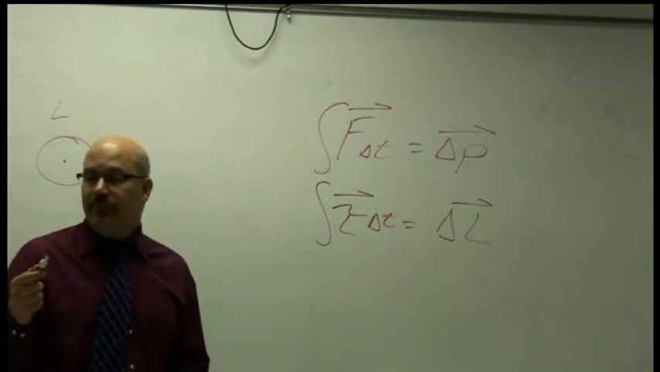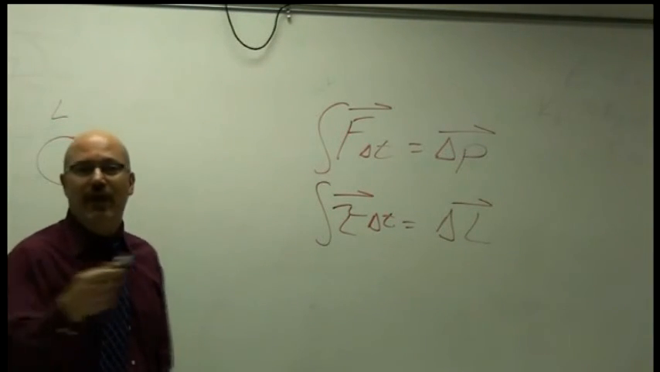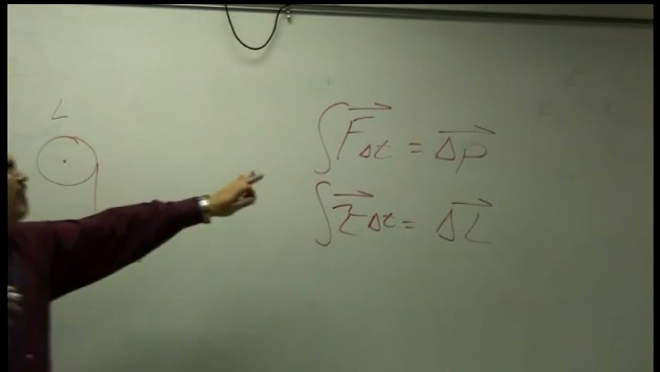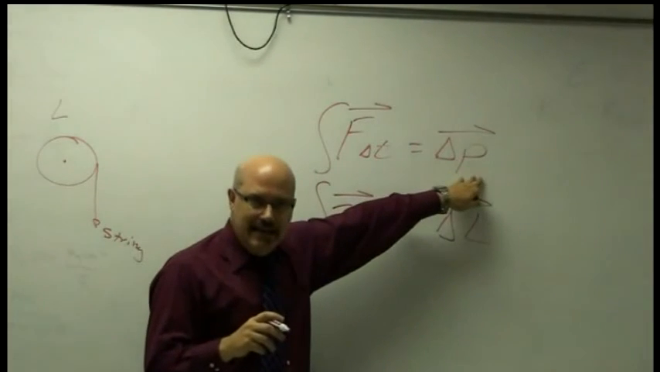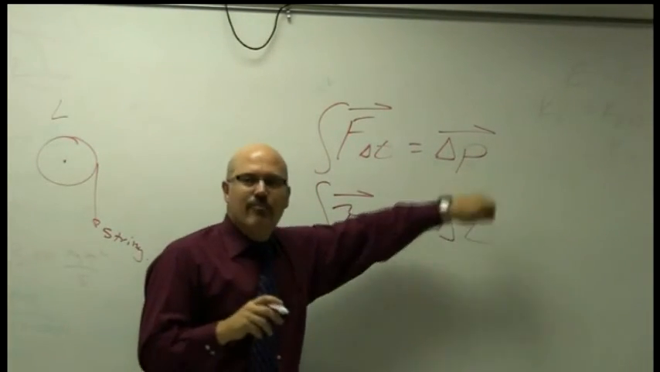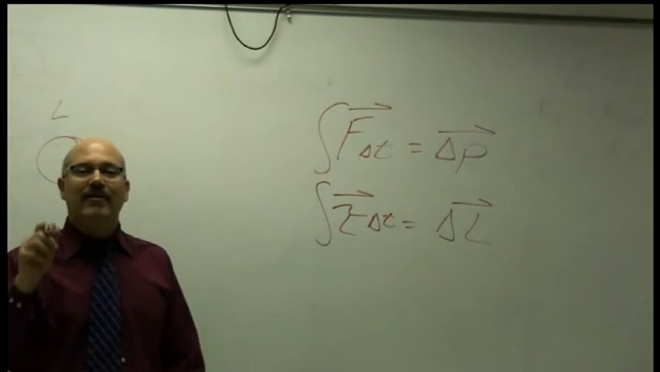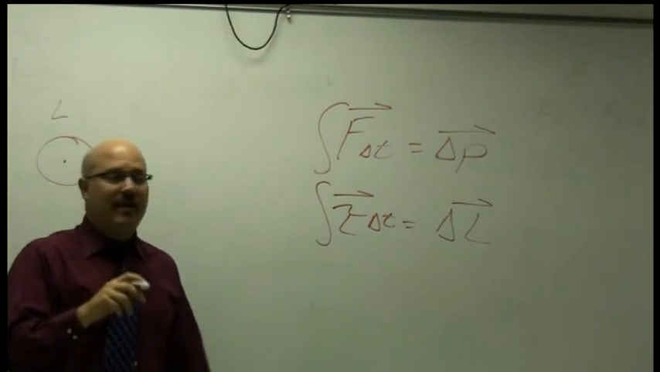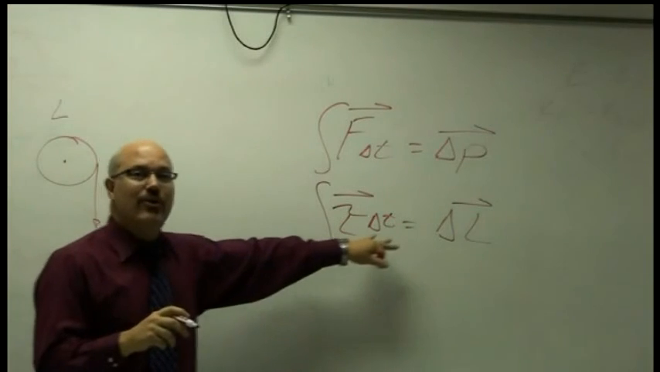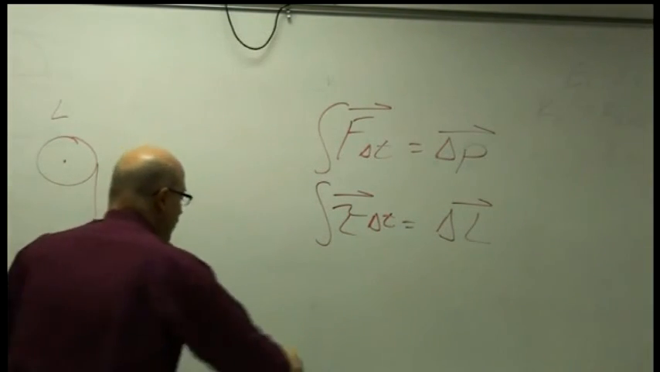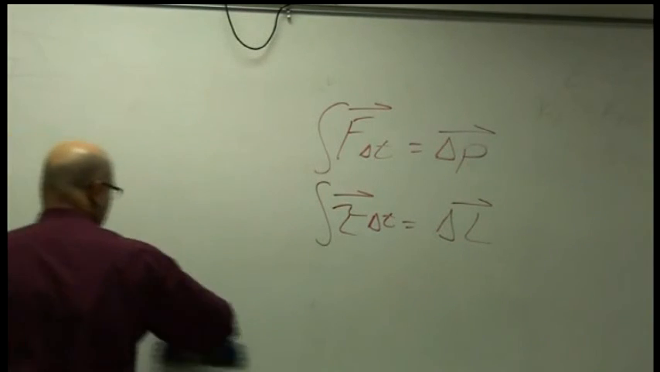All right, now everybody, this is the deal. If we have an object that has a force on it, then by default its linear momentum will change. But if we have an object that has a force on it at the pivot point, then there's no torque, and so its angular momentum will remain constant. Let me give you an example.